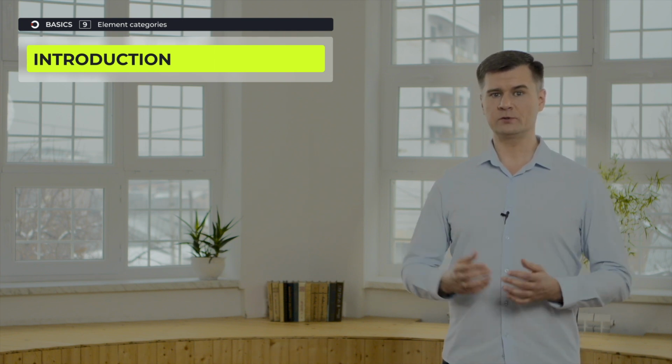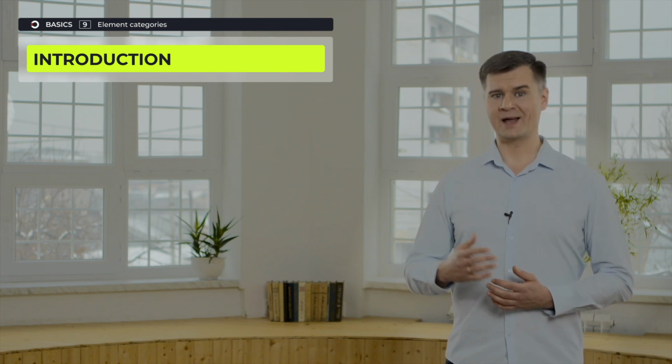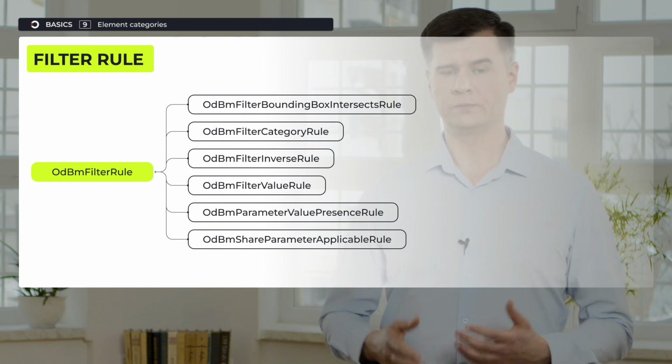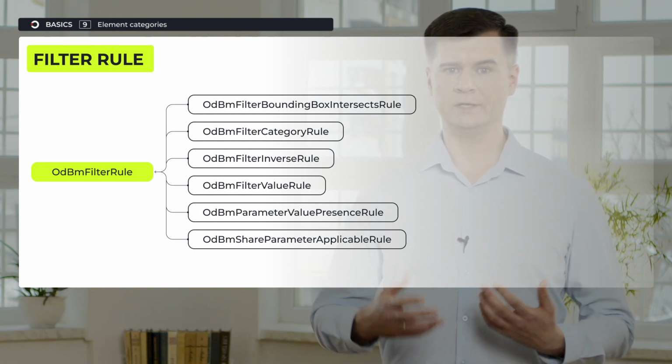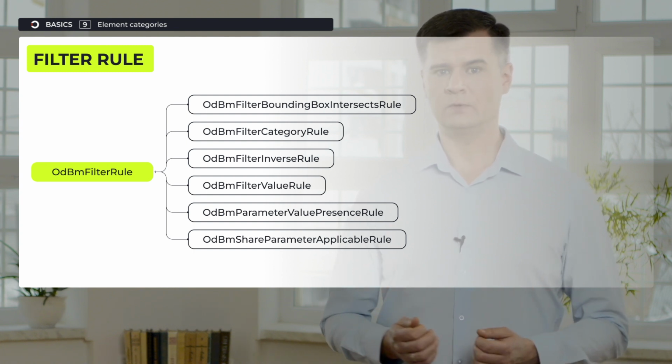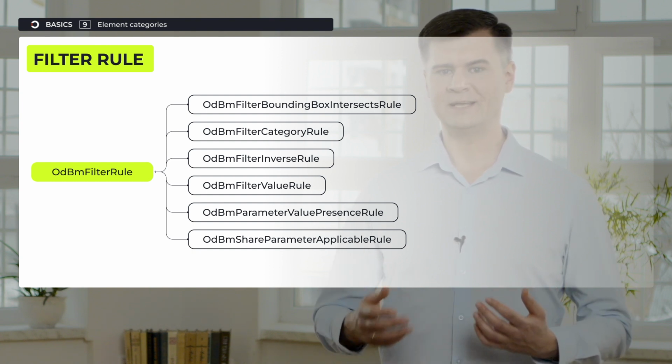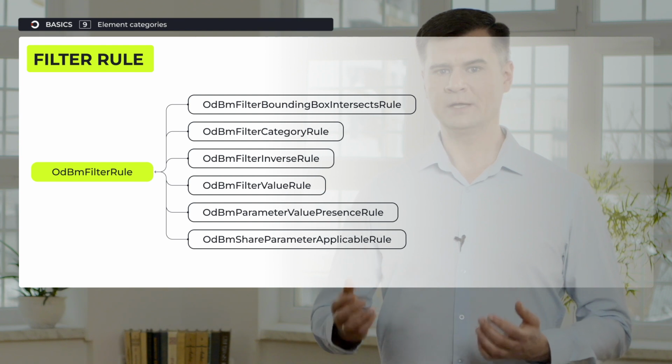But before we introduce it, we need to introduce a couple of auxiliary terms. And the first term to introduce, the filter rule. As you understand, filter rule is the requirements for our filtering. And already BeamRV SDK provides a set of filter rule classes to implement this logic.